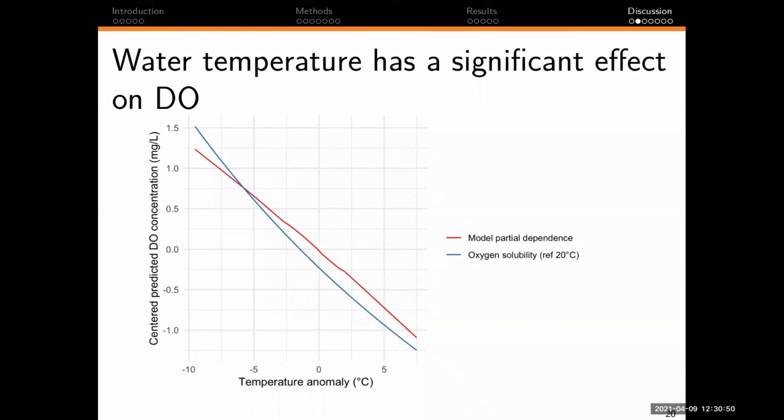And the model doesn't necessarily know which one is which, or what is causing the effects on oxygen. But it's interesting to note that the model predictions are roughly lined up with the effect of temperature on solubility. So I've shown the red line here, that partial dependence line that I showed before, showing as you increase the temperature anomaly, the predicted dissolved oxygen concentration goes down. And then the blue is the solubility curve for oxygen in seawater as a function of temperature. So these two line up pretty well, which would support the idea that we're mostly seeing an effect of solubility here in the model.